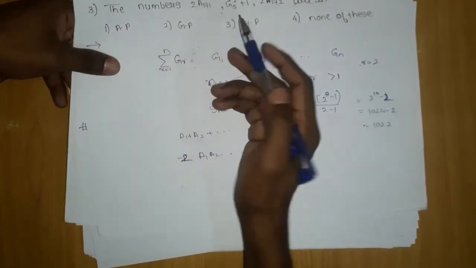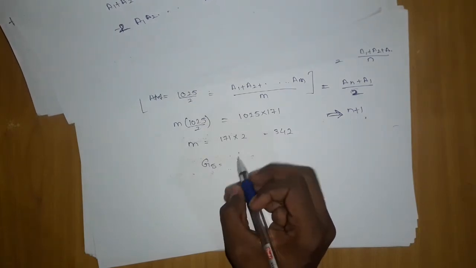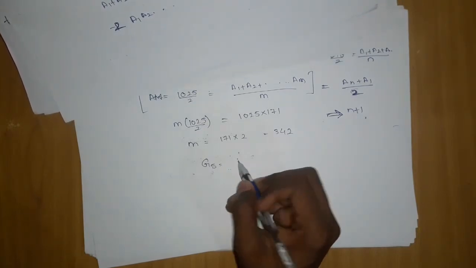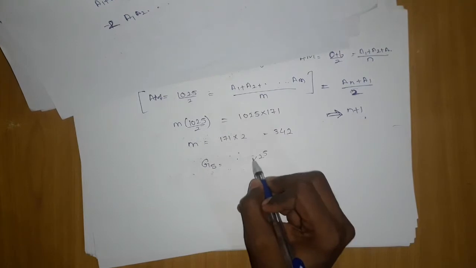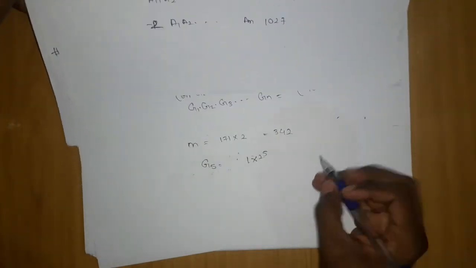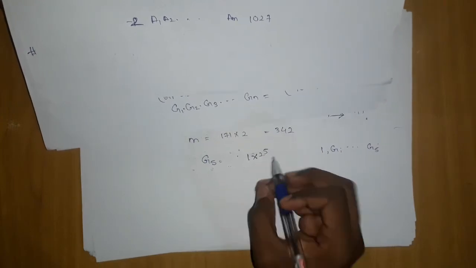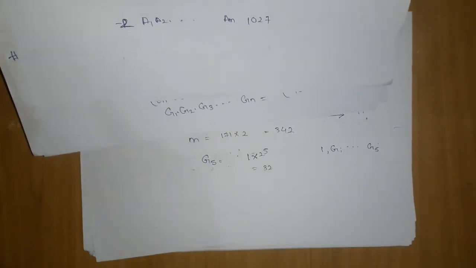a5 square plus 1. Can I get g5? g5 will be, with r as 2 power 5 into 1. Because if I consider this as gm, g1, g2 and g5, then g5 will be nothing but 1 into 2 power 5. 2 power 5 is what? 32. So 2 power 5 is 32, right?